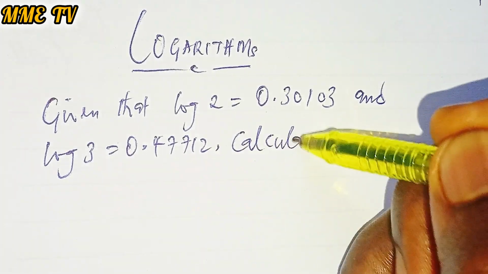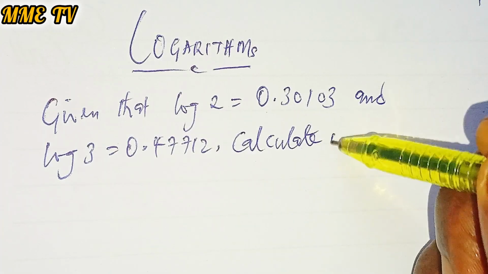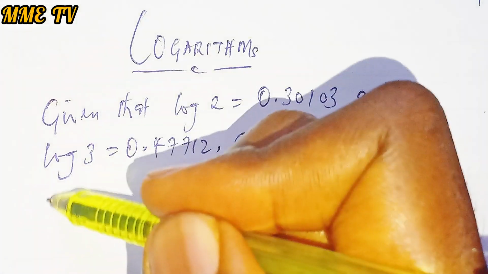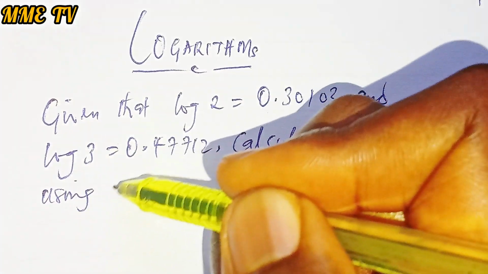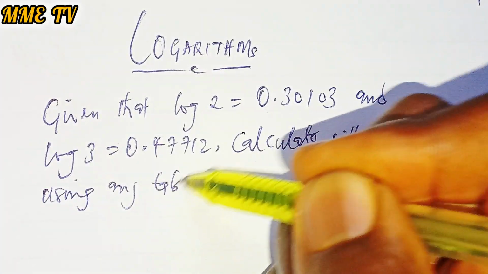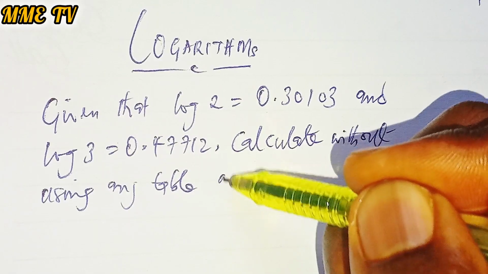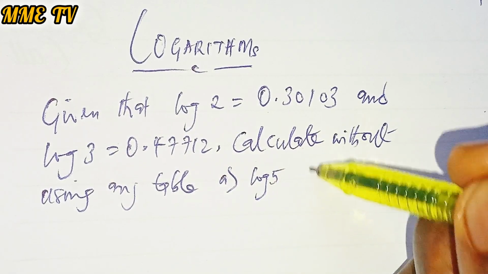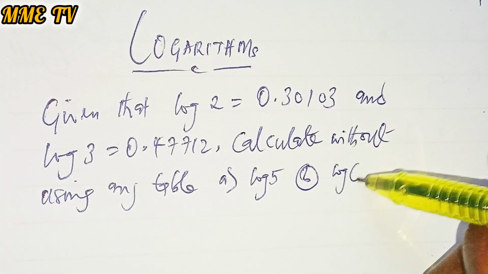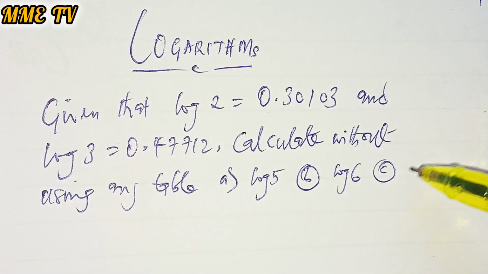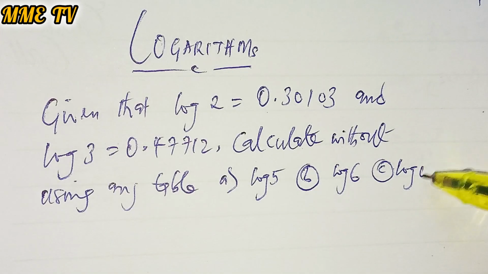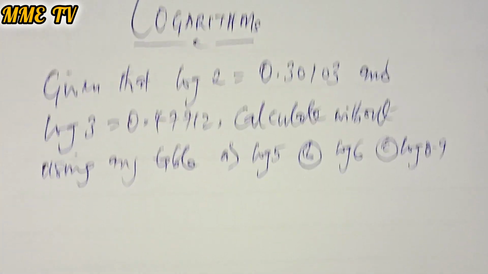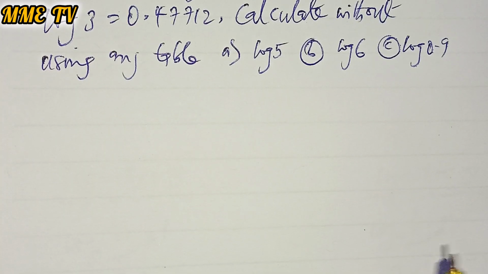They say calculate, without using any table, A, log 5, B, log 6, and C, log 0.9. Imagine when you come to a point and you're being asked to solve this.